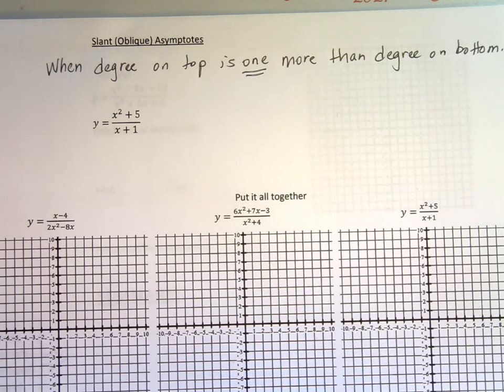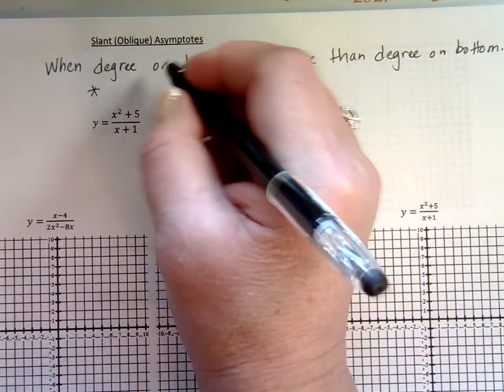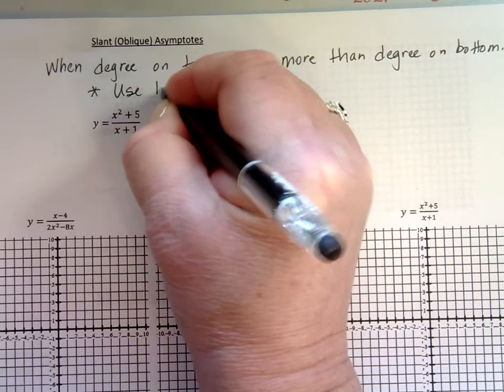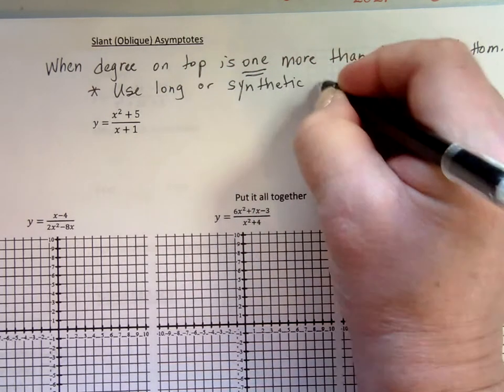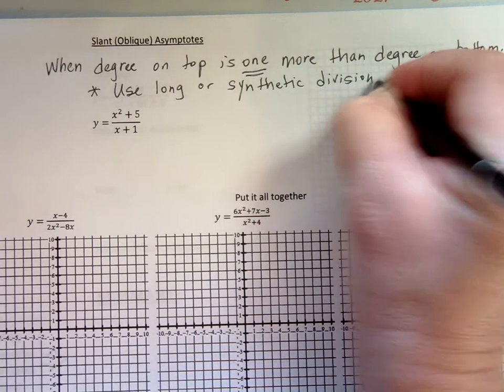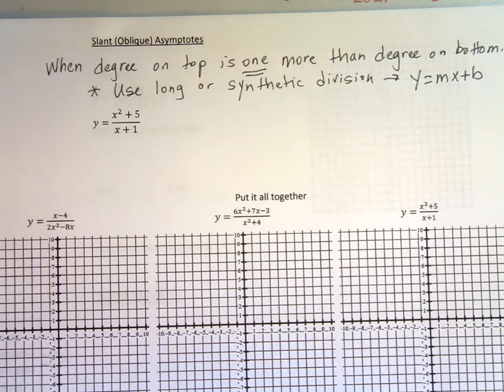Same idea. And then how do you find it? We said on our graphic organizer that you use long or synthetic division. What you're looking for is a y equals mx plus b type of thing, some kind of straight line equation. So that third equation we've been looking at, x squared over x, actually has a slant asymptote. I know that because a square is 1 more power than a regular x.